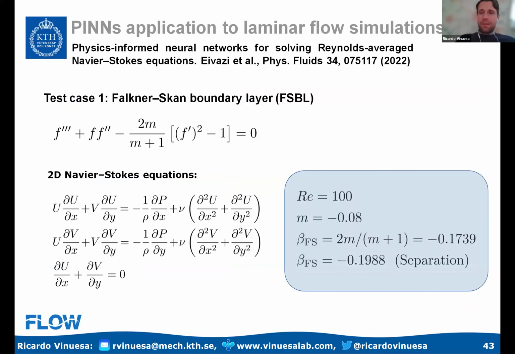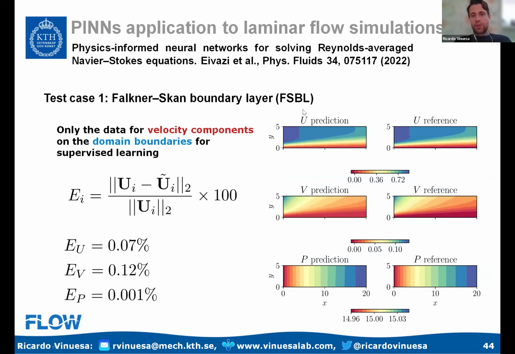Let me show you some examples of application. We started with the Falkner-Skan boundary layer, which is a laminar boundary layer with pressure gradient. This is a trivial problem to solve in MATLAB in just a few seconds, but this is just a proof of concept that this makes sense. So we solve these equations using MATLAB and then using the PINNs framework, and you can see that the results are excellent. This problem is trivial, but still we get less than 0.1% error in the deviation with respect to the reference in this case.